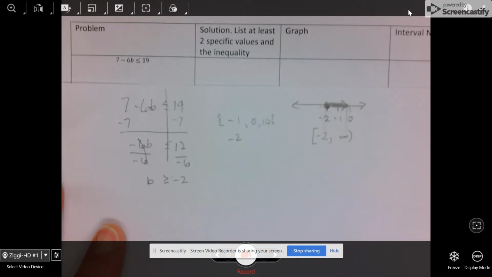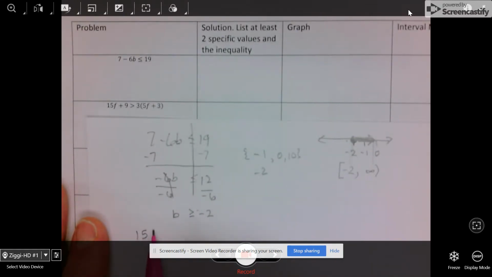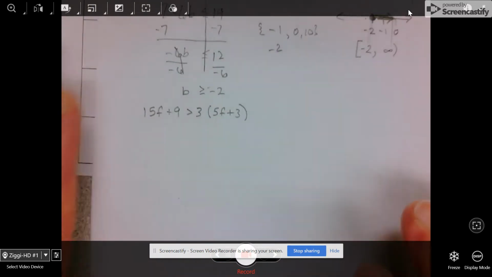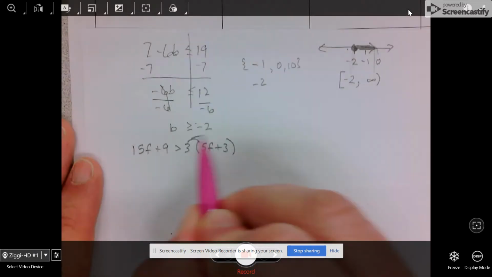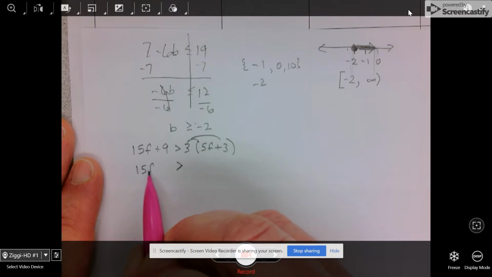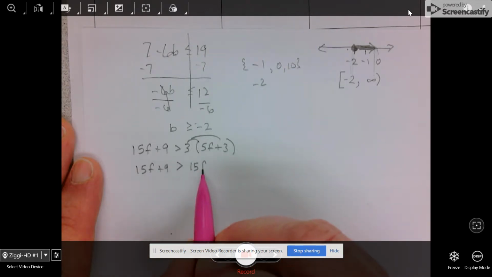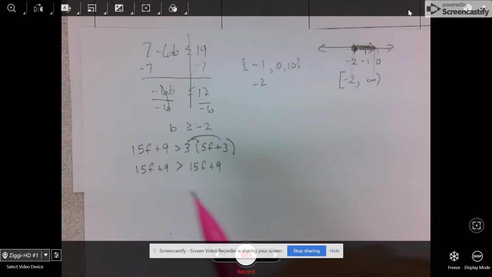Okay, the next one, 15f plus 9 is greater than 3 times 5f plus 3. If you're doing this and you haven't had the class yet, you should pause it right now and work out the problem yourself and then check it. So I'm going to distribute first, 15f plus 9, 15f plus 9. And I noticed something's fishy here. These two are the same, and you can go ahead and try to solve. 15f is greater than 15f. If I divide both sides by f, I get 15 is greater than 15. So that would be no solution.